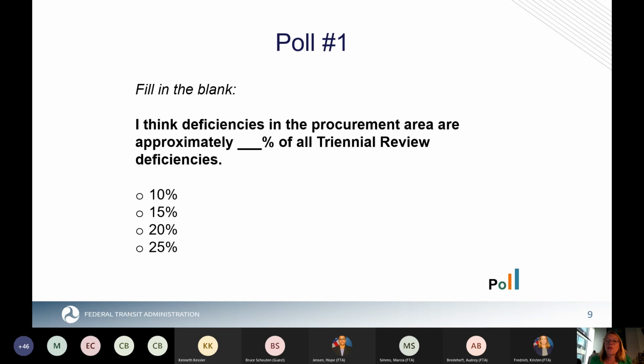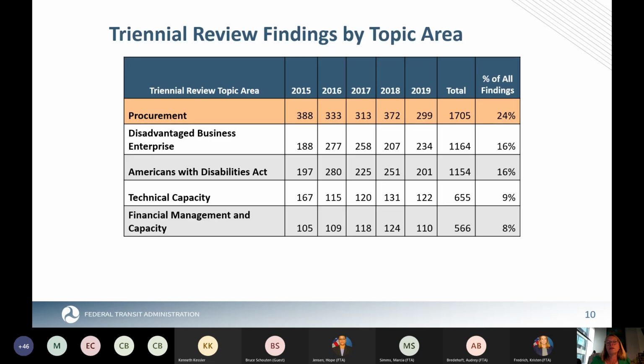All right, so most of you said about 25%, and the second highest vote was for 20%. So let's look at the answers. So thanks everyone for sending in your response. So as you can see, most of you were correct. Of all the areas, and we only show 5 of the over 20 areas that a triennial review covers, procurement is still number 1 and not in the best way. It is the number 1 area of deficiencies consistently in FTA's program.